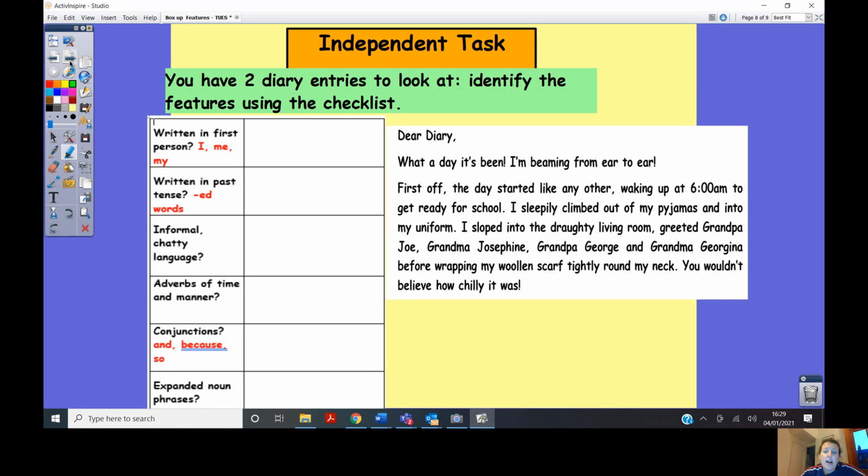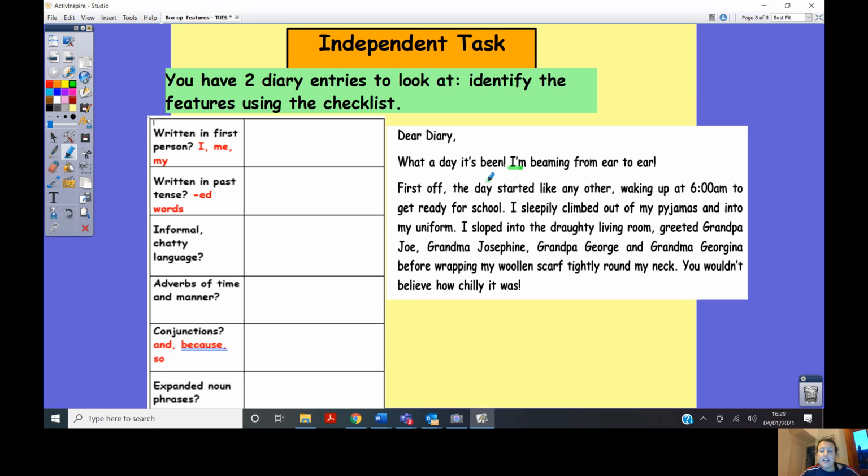So here's the first paragraph. I'm going to show you how we can find what we're looking for, the features. Written in the first person. Dear diary, what a day it's been. I'm beaming from ear to ear. Brilliant. There's written in the first person. Written in the past tense.